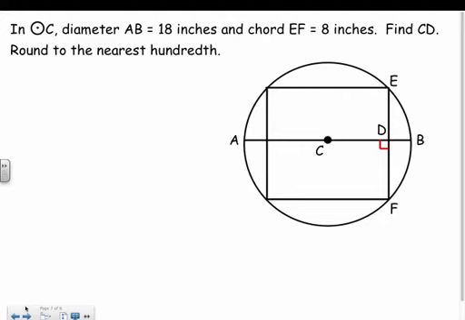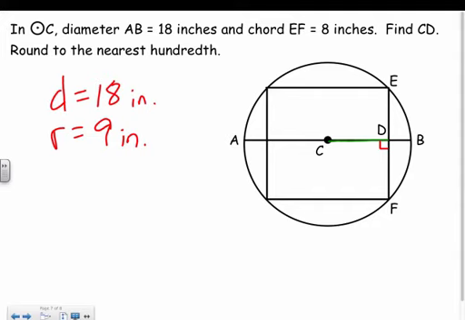Lastly, this is where it gets a little trickier. This is where you really got to look closely and use information that you know. It says in circle C, diameter AB is 18 inches. So I'm just going to write this down. The diameter is 18 inches. I like to just write down information I know. I know the radius is 9 inches. I might have to deal with the circumference. Who knows? Okay. And it says chord EF is 8 inches. Find CD. So we're trying to find this piece right there.